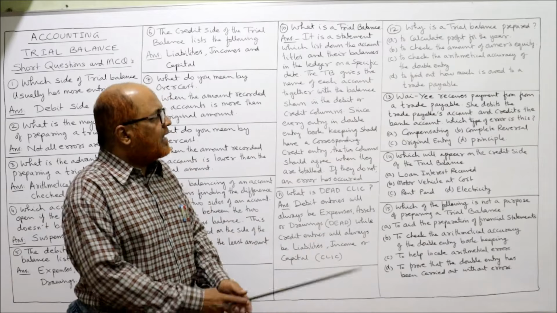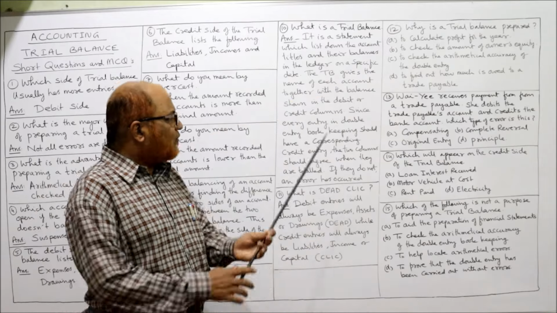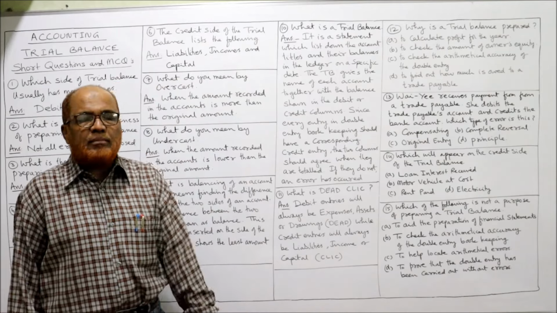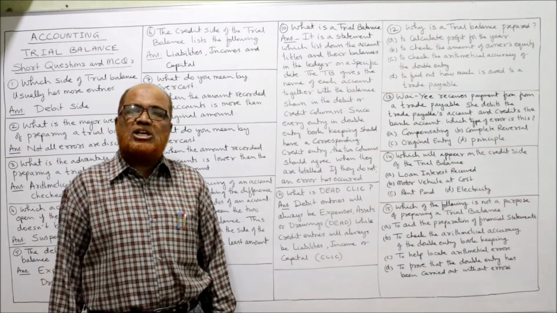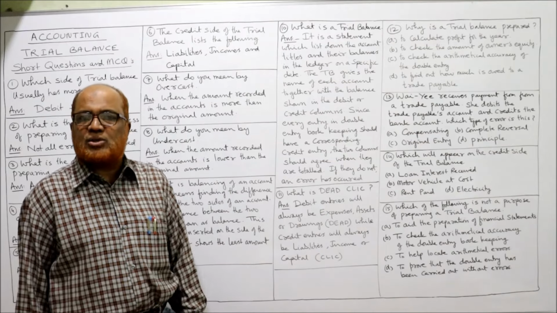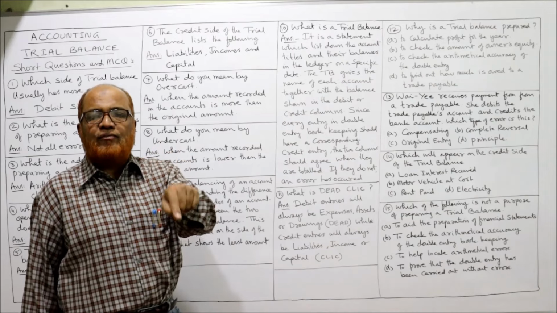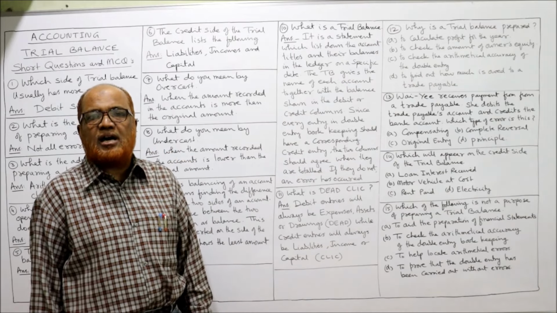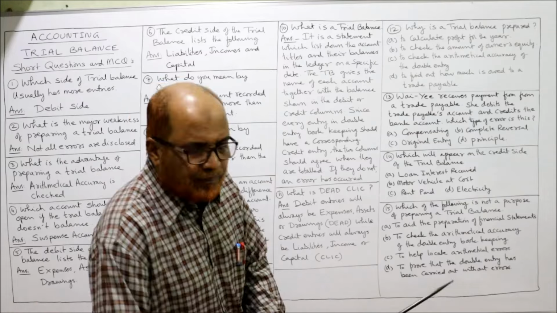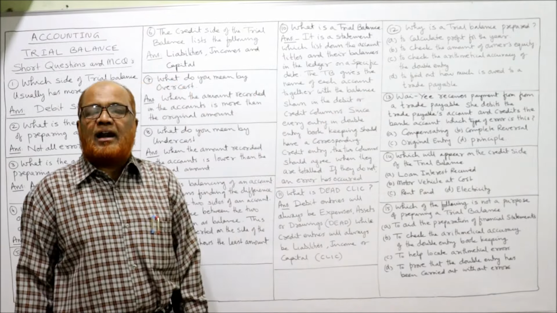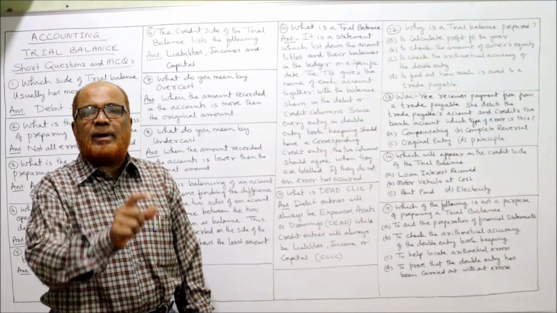That's it. So far I have explained the short questions. Now I am explaining some MCQs, multiple choice questions. You have to decide out of the 4 options which option is correct. Now see carefully. The first one: why is a trial balance prepared?